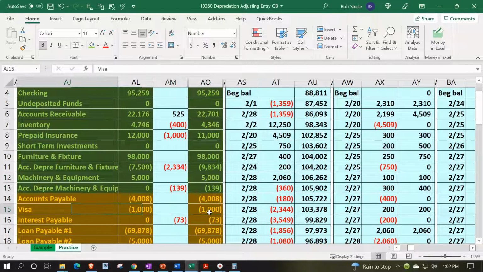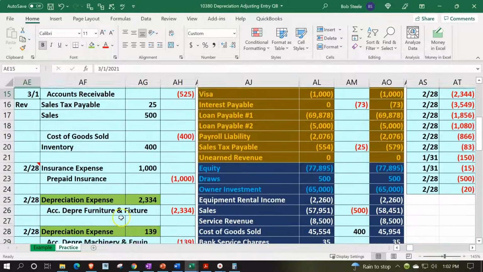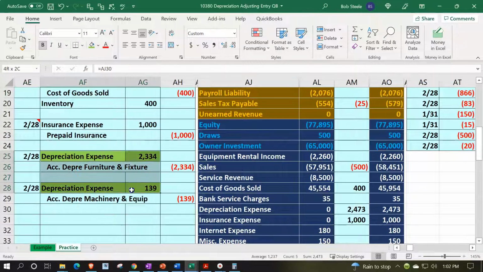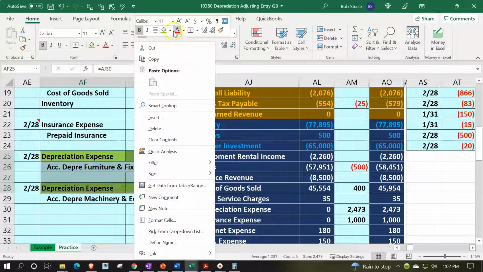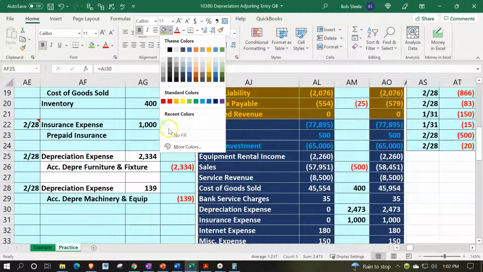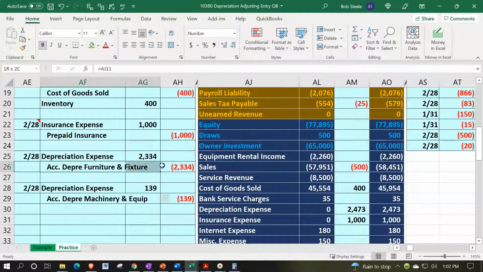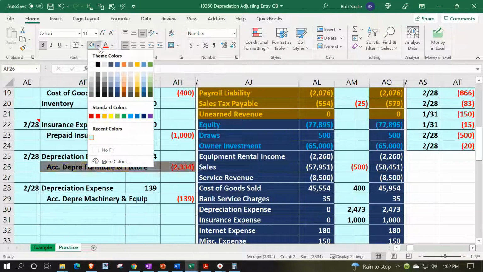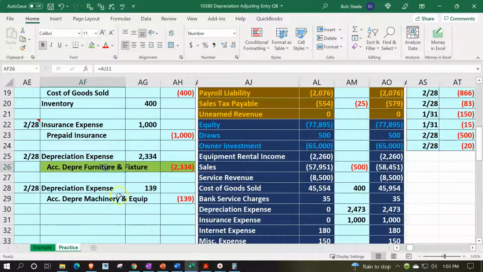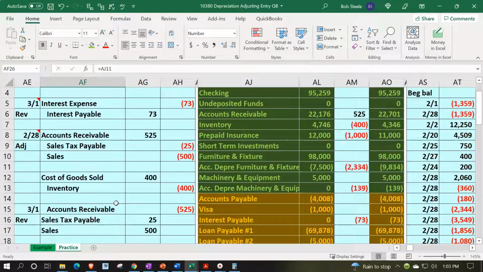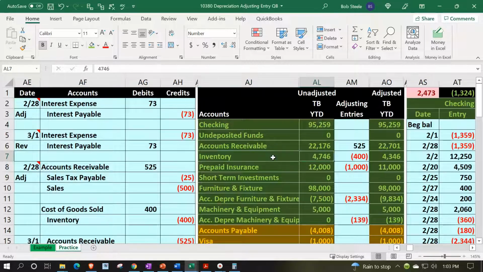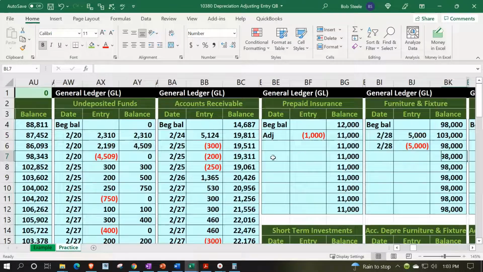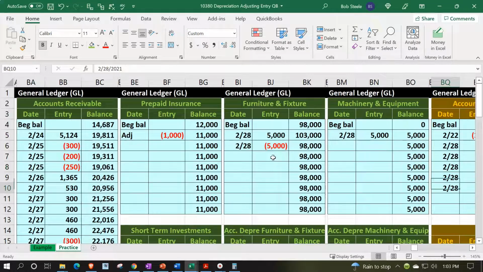Now we got to record the other side to the ACCD pre. So I'm going to ungreenify these two. And now I'm focused like a beam of laser on this one. Here we go. Accumulated depreciation. That's going to be this account right here for furniture and fixture. So we're going to go to the right green account, furniture and fixture.